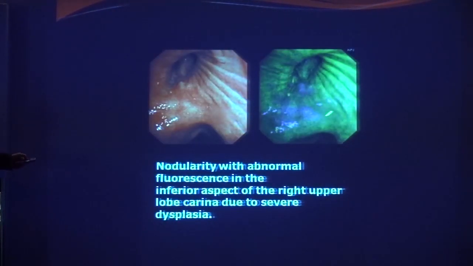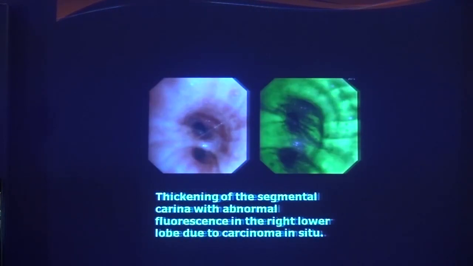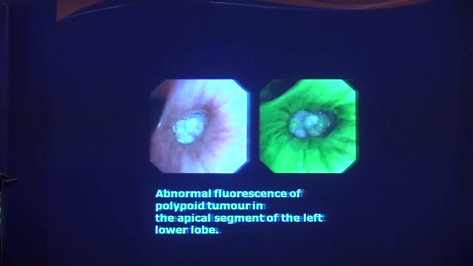This is a nodularity that is not really visible well here. Now you can say how it looks, and you can biopsy it. The thickening of the segmental carina with abnormal fluorescence due to carcinoma in situ as well. This is how the malignant tissue goes pink.